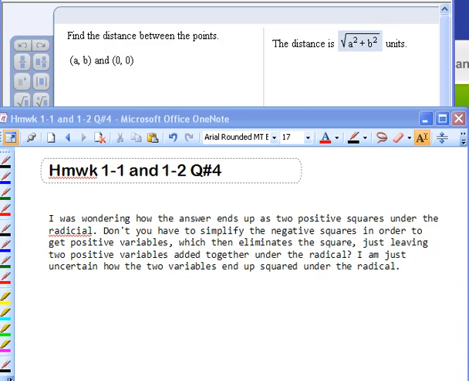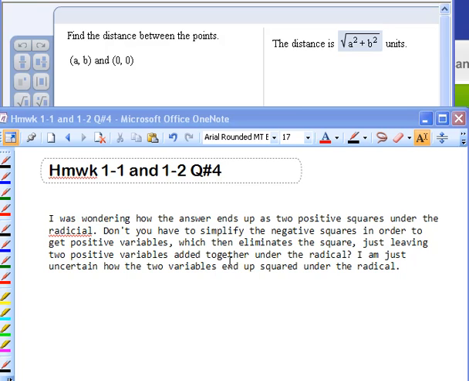Okay, I had a student send me this question in the email. It said, okay, I got this problem. Find the distance between the points (a, b) and (0, 0). And they figured it out to be the square root of a squared plus b squared. And the student asked, I was wondering how the answer ends up as two positive squares under the radical.